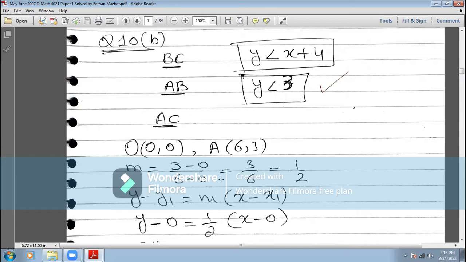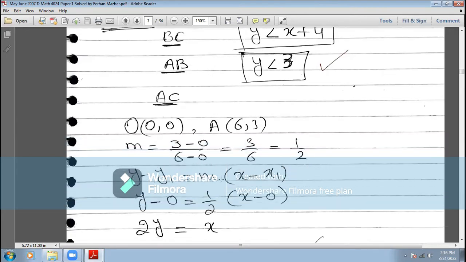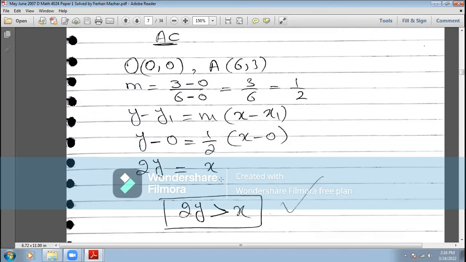For the line AC, we know 2 points on the AC. One is origin, that is 0, 0, and the other's coordinates are 6, comma 3. So I will find the equation of the AC line, and then I will write its inequality. So first of all, I will find out what is the slope of the AC. It will be y2 minus y1 divided by x2 minus x1. 3 minus 0 divided by 6 minus 0, and that will be 3 by 6, and that will be 1 by 2. So the gradient of the AC line is 1 by 2.